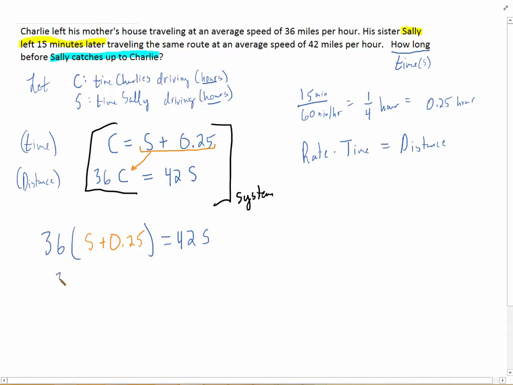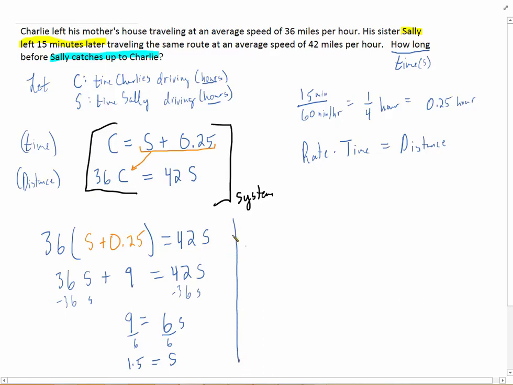Applying the distributive property, 36S plus 36 times 0.25, which is 9, equals 42S. I'll subtract 36S from both sides, and so 9 is equal to 6S. Dividing by 6, we find that S is 1.5. If S is 1.5, then we can solve for C. C is S, which is 1.5, plus 0.25, which is 1.75.